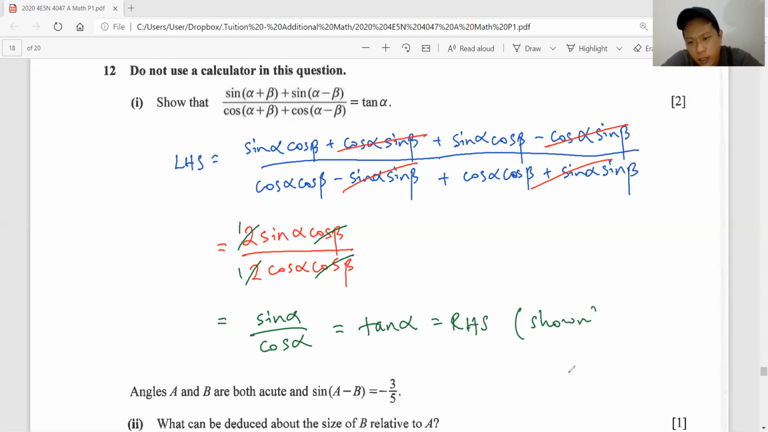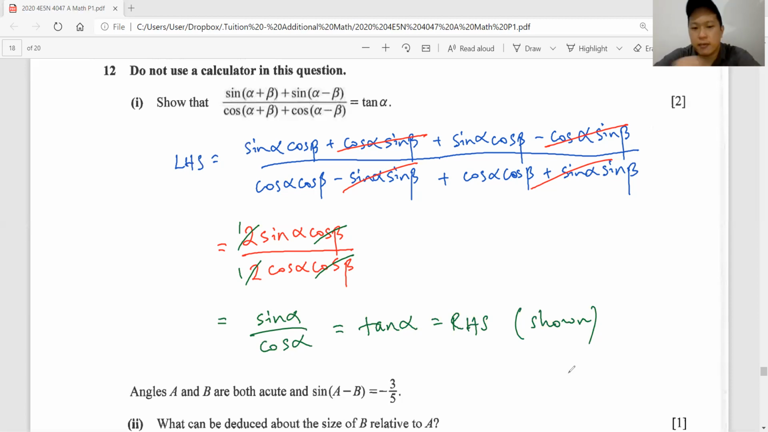Shown. I'm not sure if it's true, but some of my students say that if they never write shown or proven in the exam, they lose 1 mark. Not a very good thing. You're not sure whether this is just a rumor or really true, but anyway, just to play safe, just write shown or proven in the exam. Then you also boost your ego, you feel better. So just do it. That's all for question 12, part 1.